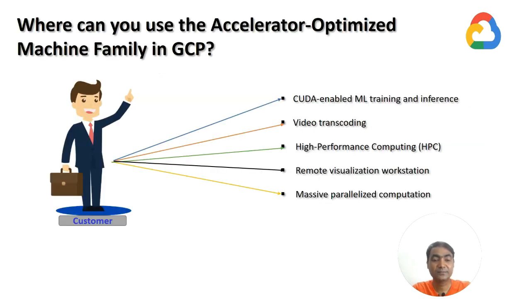As you can see here, where can you use the accelerator-optimized machine family in Google Cloud Platform? Basically, you can use it for video transcoding, high performance computing (HPC), remote visualization workstations, massively parallelized computation, machine learning training and inference, and so much more.